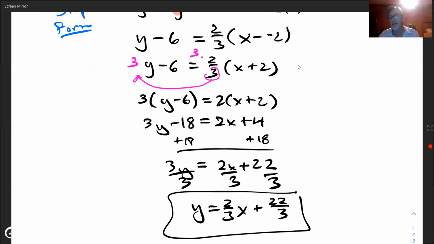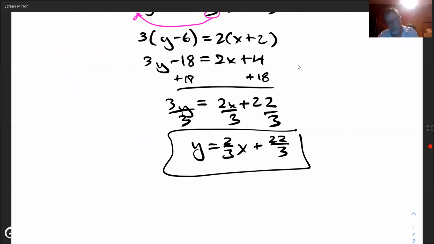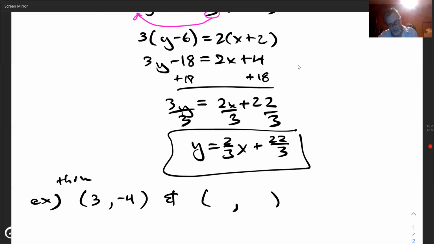Here comes another example, and if you want to keep watching, that's great. I'll make up another. Let's say that this time it goes through 2 points. So we'll say through these 2 points, a different line. So (3, -4) and (1, 8). I'm just making up numbers.